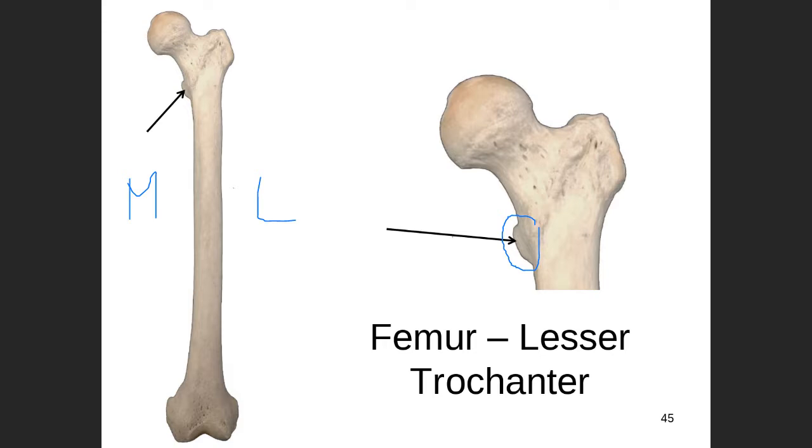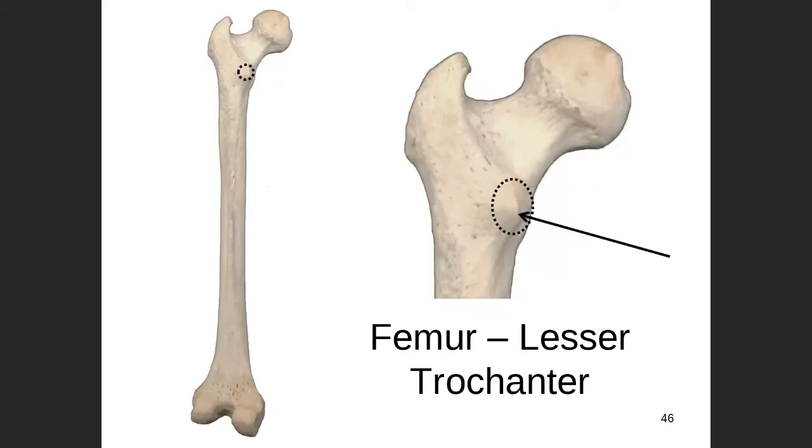First thing I always do is check where the head is. If I have to identify something on the distal epiphysis, I look where the head is. If I'm on the same side of the head, then I know that's medial. And if it's on the other side, it's lateral. Okay, so here's the lesser trochanter on the posterior side.